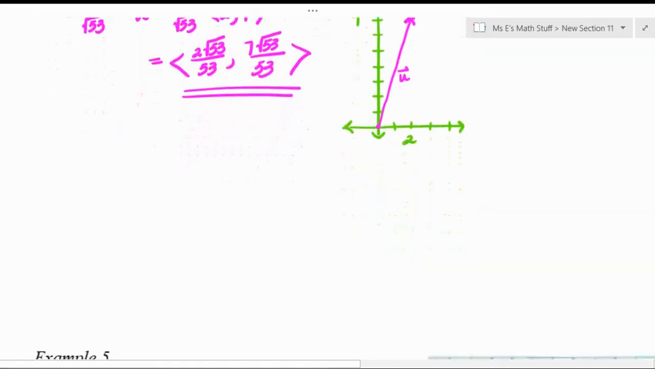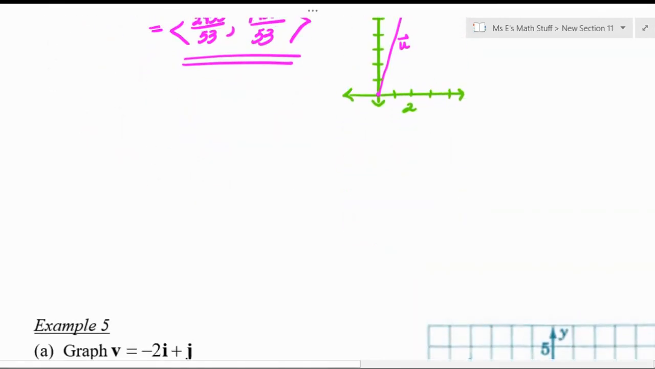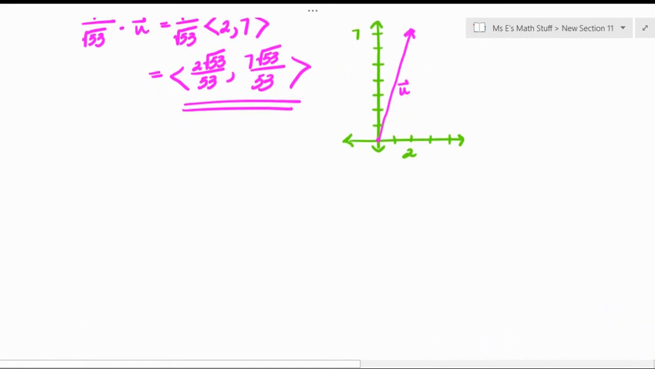Okay, let's move on. Let's talk about some special unit vectors, and then we'll have one last example that should be pretty easy for you. So there are, well, if you're talking about 2 dimensions like we are today anyway, there are 2 special unit vectors. Okay, and we can draw you a cute little picture of them and everything.